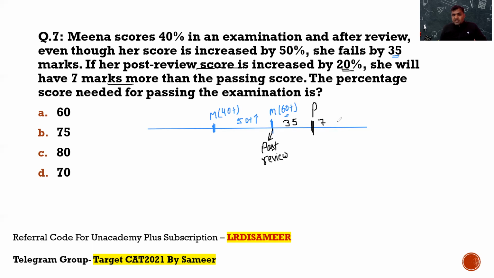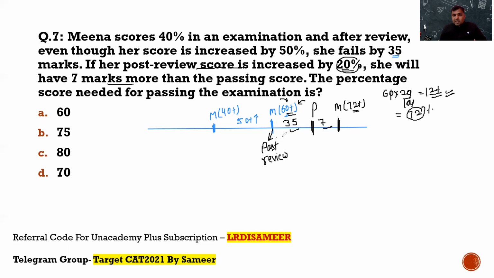See that Meena is at 60% of total marks. So 20% of 60% is 12%. That means if her score gets increased by 20%, she will be at 72% of total marks, because she is already getting 60% and her score is improving by 12%. Now you see that between 60% of the marks and 72% of the marks, there is a gap of 35 plus 7, that is 42 marks.